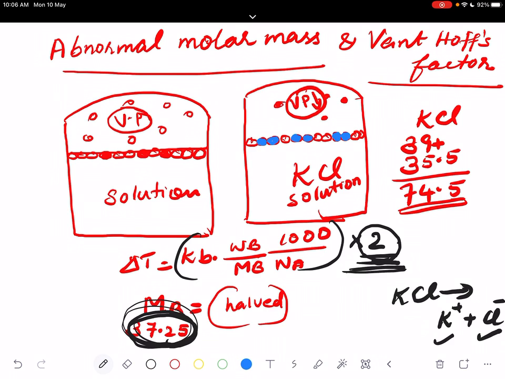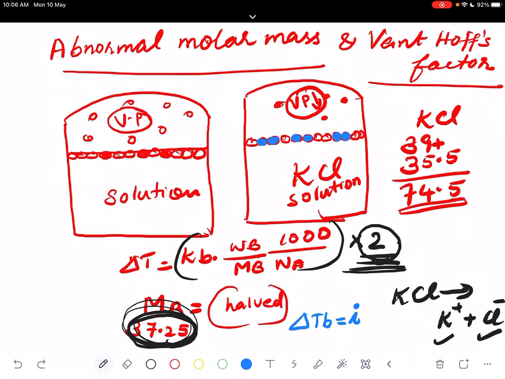Generally, I can write delta TB equals i Kb dot m. To get the correct value, I multiply by that factor, which here is 2. This is called Van Hoff's factor, and it depends upon the type of the solute. Here it is 2. Suppose the solute is K2SO4, then how many particles will be coming? 3. So here i is equal to 3.